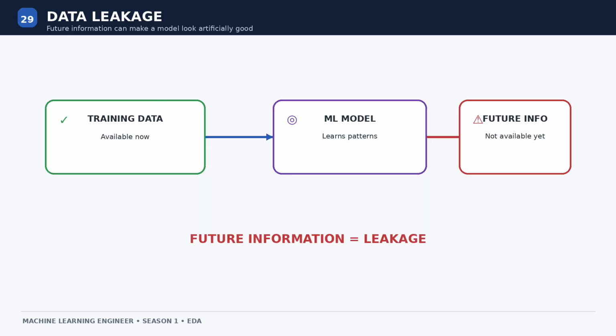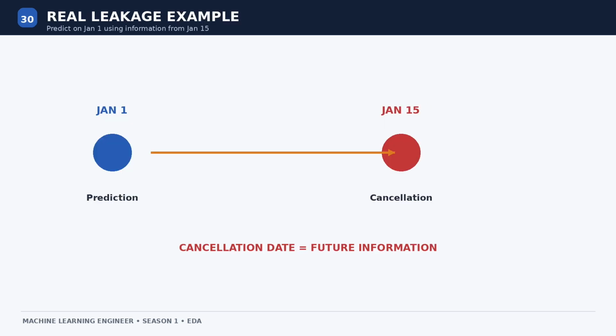One of the most dangerous problems EDA can help us detect is data leakage. Data leakage happens when information that would not actually be available at prediction time somehow enters the training process. The model then appears extremely accurate during evaluation but performs poorly in the real world. Imagine we are predicting on January 1 whether a customer will churn. But one of our features contains their cancellation date from January 15. That's information from the future. The model can essentially see the answer. This is why an ML engineer must think carefully about when every feature becomes available.